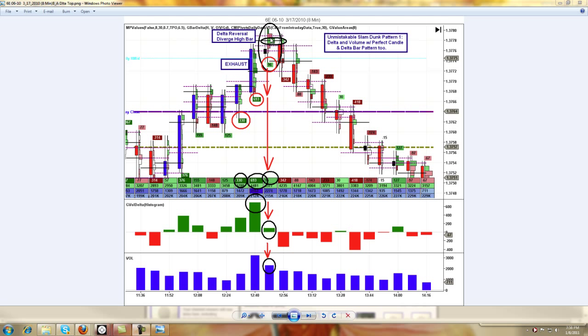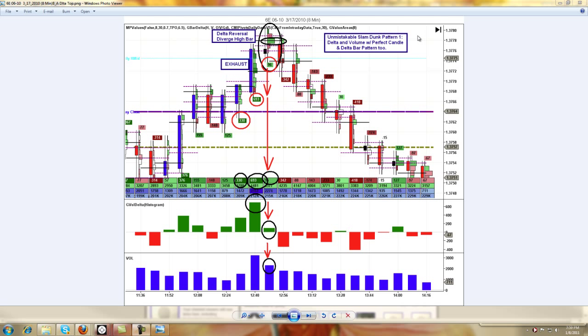So it was a great setup, and you can see there it was right on the high volume node of this individual 8-minute bar. So you could have gotten in very easily 2 ticks from the high of that bar just by putting your order in at that higher volume level. And a very, very clear signal.